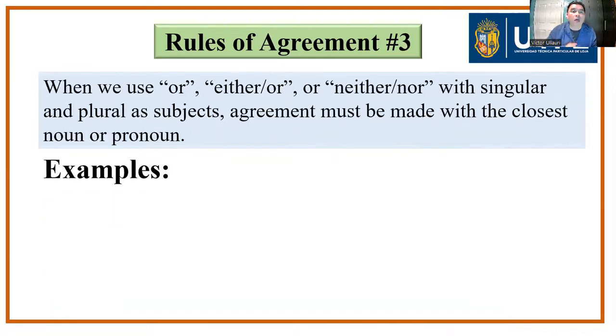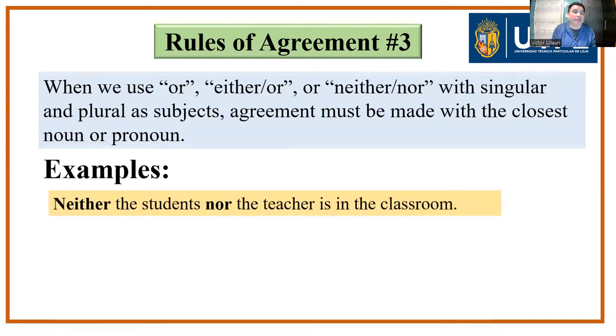Okay. Rules of agreement number three. When we use or, either or, or neither nor with a singular or plural subject, agreement must be made with the closest noun or pronoun. It sounds a bit complicated, but trust me, it's not. I'm going to give you an example. Neither the students nor the teacher is in the classroom. So here we have students, plural, teacher, singular.